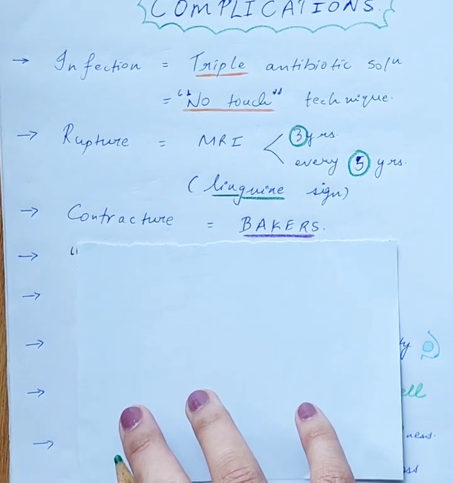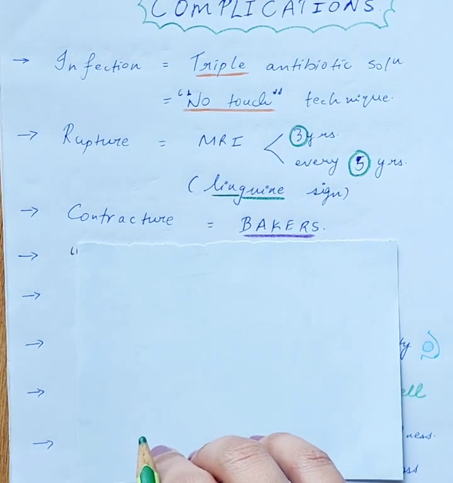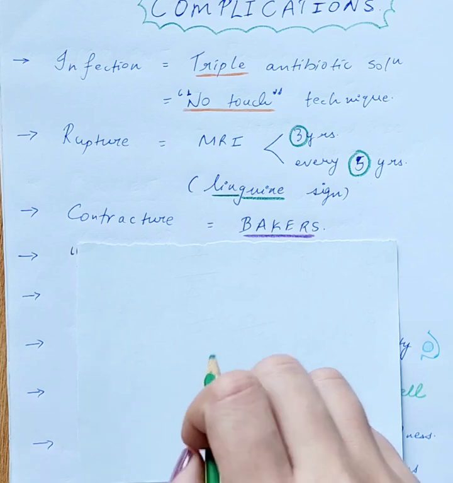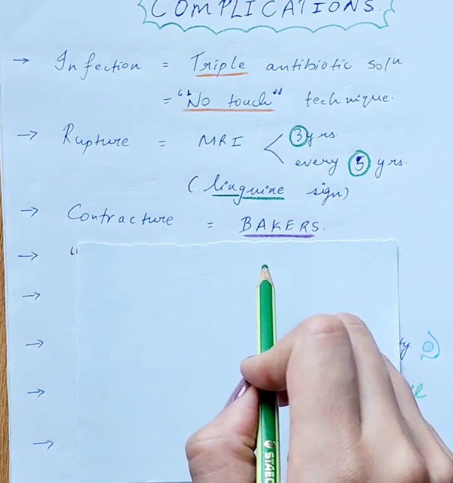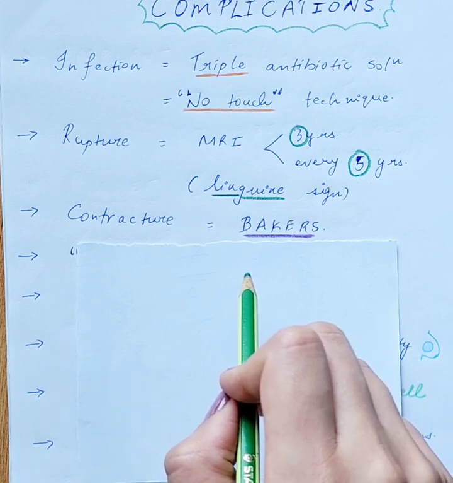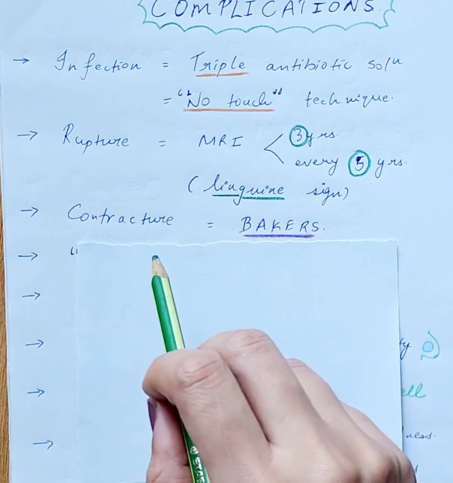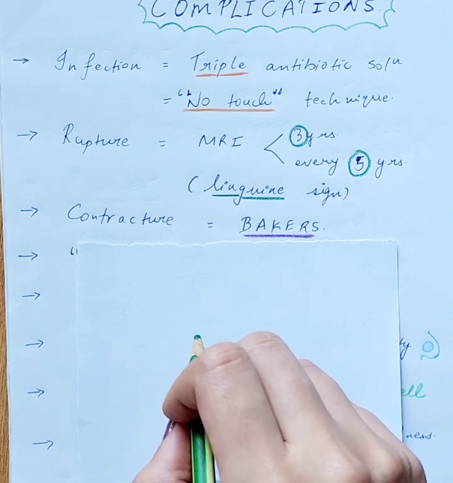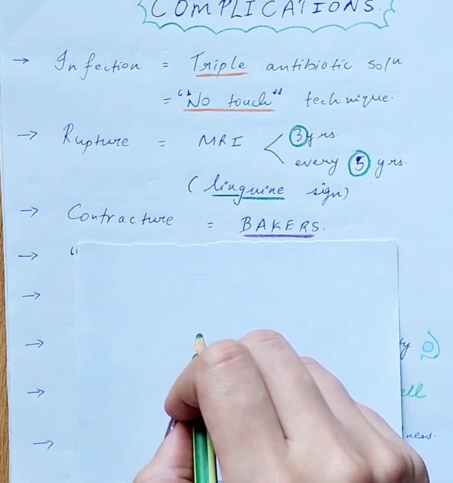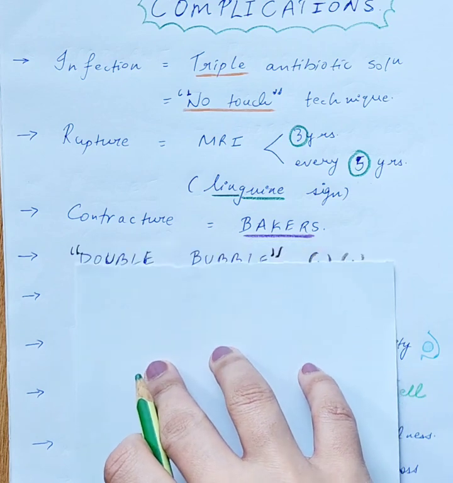A common and popular one is the contracture that occurs in the breast tissue, which has been described by Baker, and the Baker's classification ranging from grade 1 to 4 has been described for the breast contracture that occurs because of the implant. So it's the contracture of the capsule which is surrounding the implant.